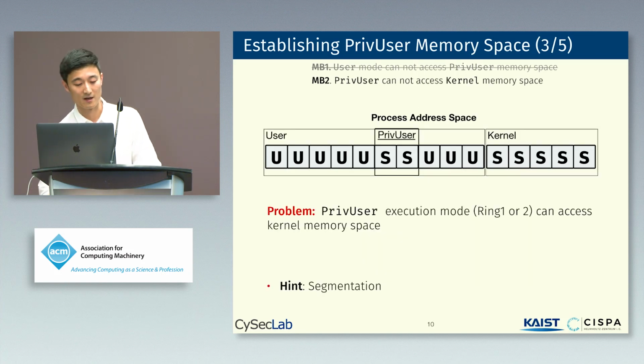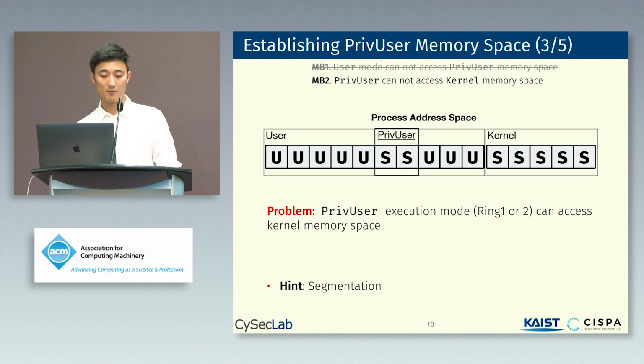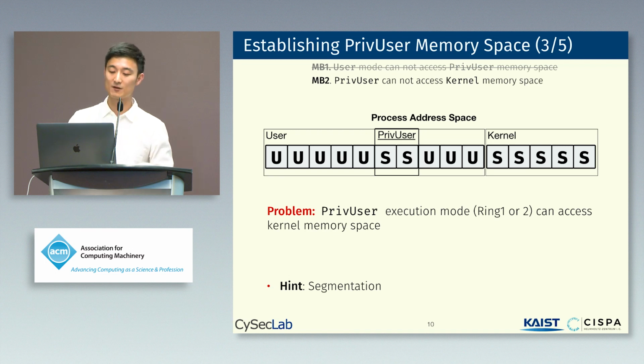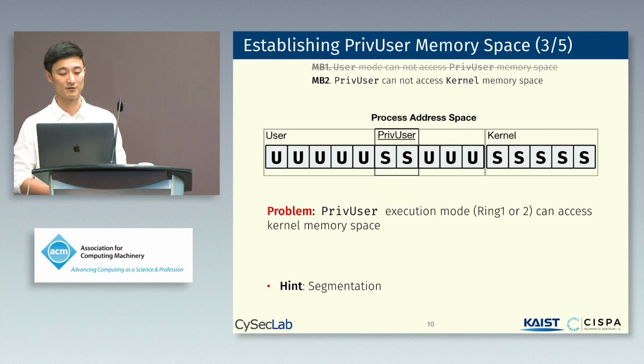So, okay, it looks like the first memory boundary has been established by using the supervisor pages. However, since the PrivUser mode executes in intermediate rings at its current state, it can access kernel memory without any restrictions. So it's a problem that PrivUser has too much power, and this is against the initial design of our architecture. So we need to find a way to create the second memory boundary.